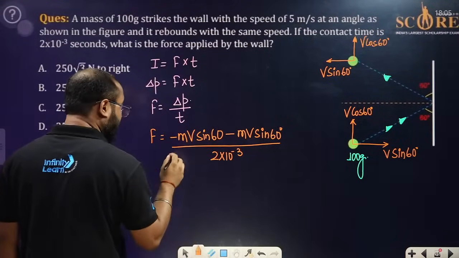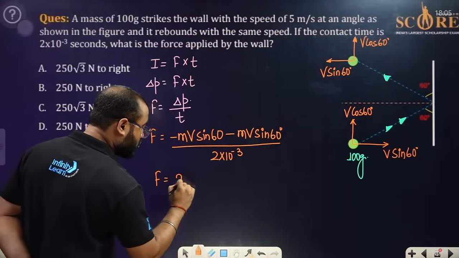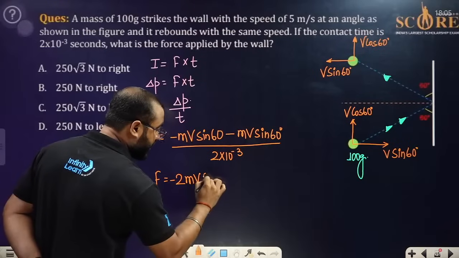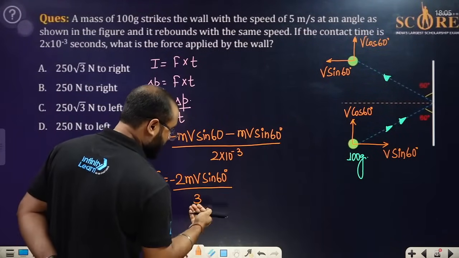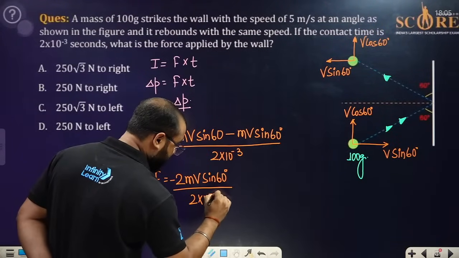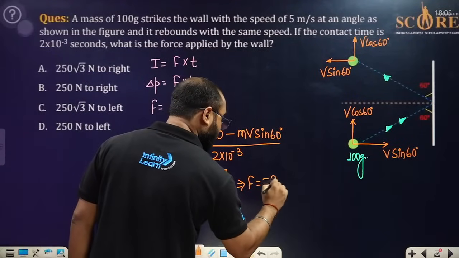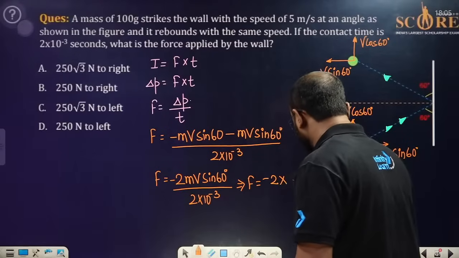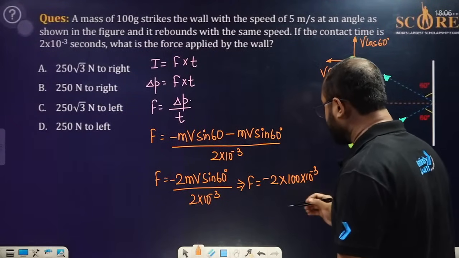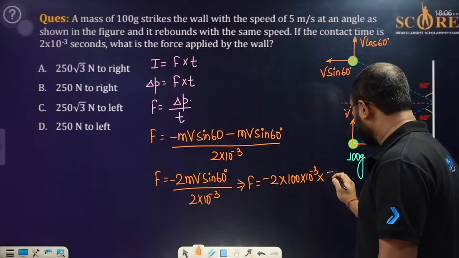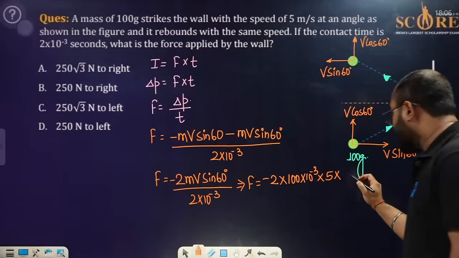In that particular case, you can see it is going to add up and it will have the same value. The F can be written as 2 times negative of m v sin 60 degree, divided by 2 into 10 to the power minus 3. The value of F is going to come minus. What is the value of mass? 100 grams, everyone. That is 100 into 10 to the power minus 3, now in kg. The velocity is 5. Then we have the sin 60. What is the value of sin 60, everyone? That is root 3 by 2.